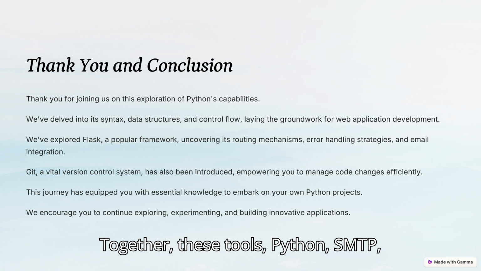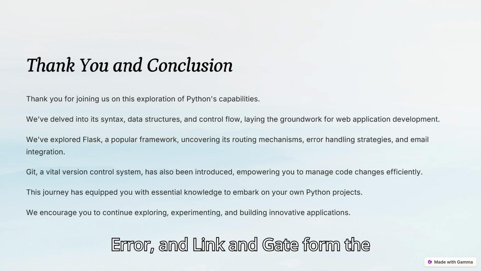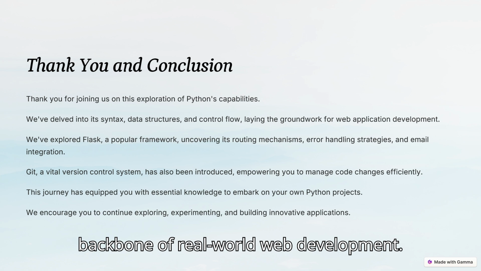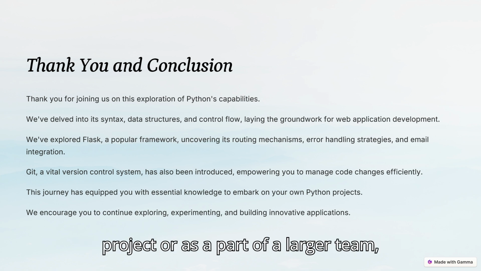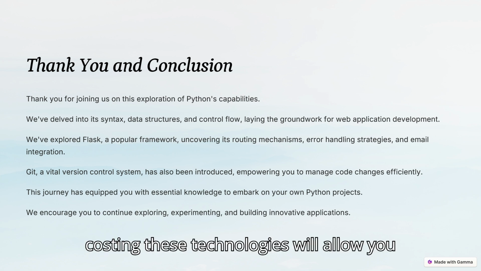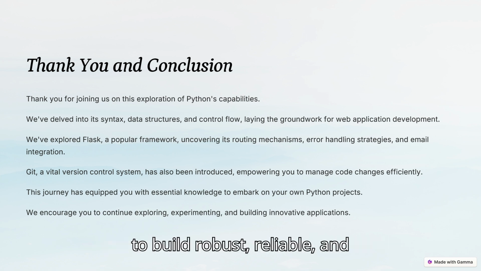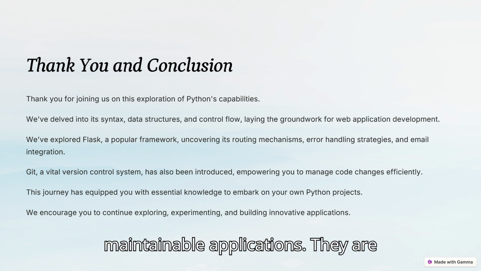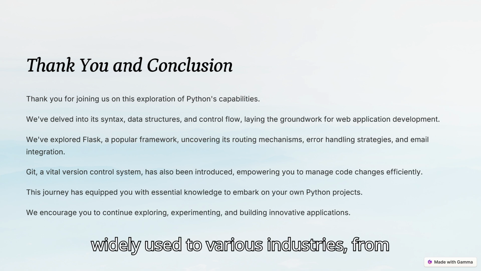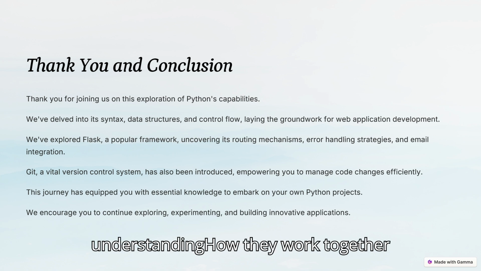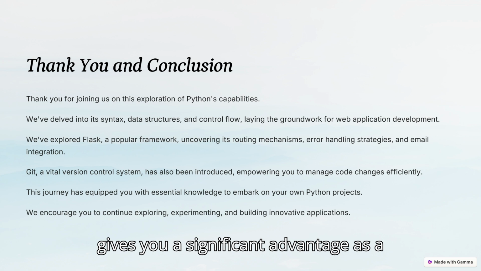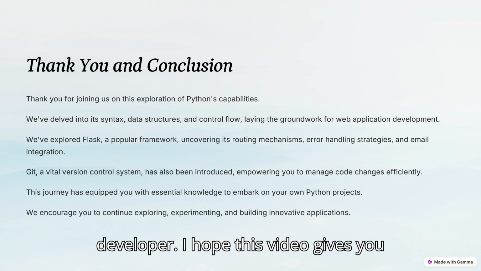Together, these tools, Python, Flask, SMTP, error handling, and Git, form the backbone of real-world web development, whether you are working on a personal project or as a part of a larger team. Mastering these technologies will allow you to build robust, reliable, and maintainable applications. They are widely used in various industries, from startups to larger enterprises. Understanding how they work together gives you a significant advantage as a developer.